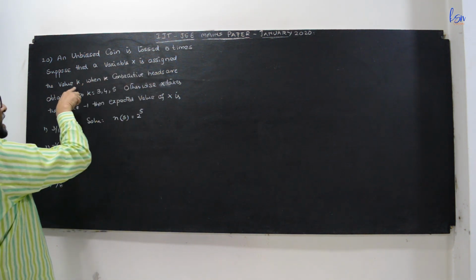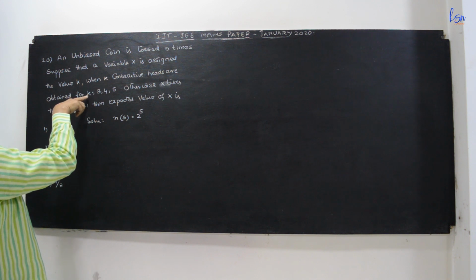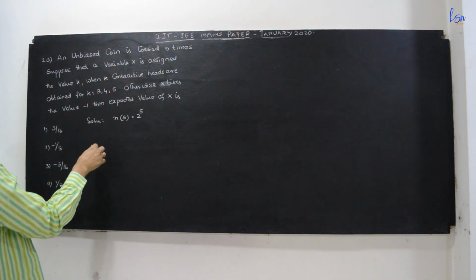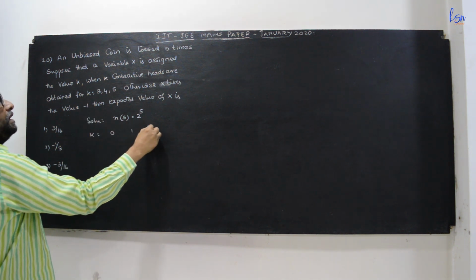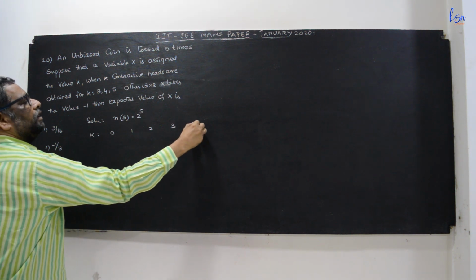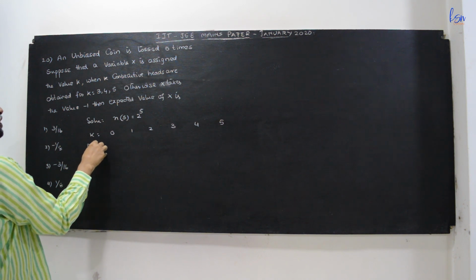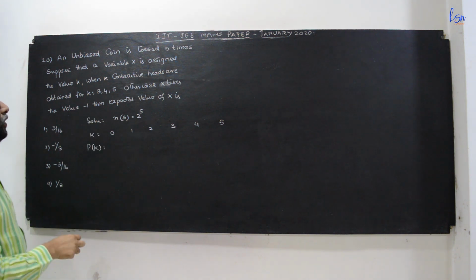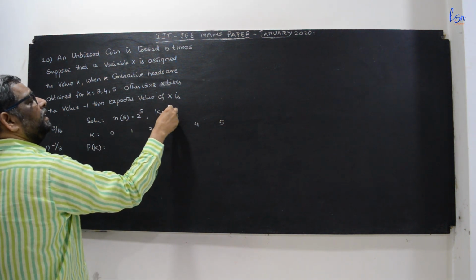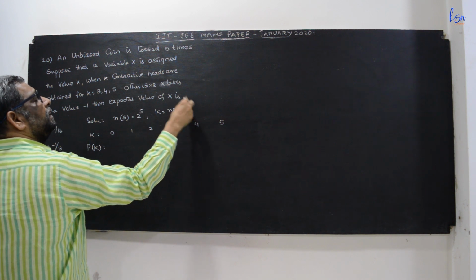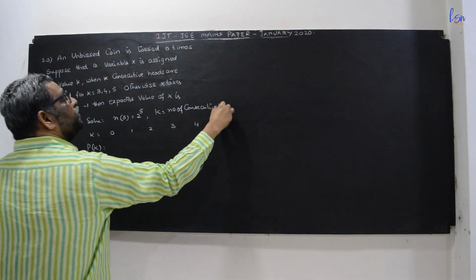A variable x is assigned the value k when k consecutive heads are obtained, for k equal to 3, 4, 5, otherwise x takes the value minus 1. So k is equal to 0, 1, 2, 3, 4 and 5. This is the probability for k. So here k represents the number of consecutive heads.